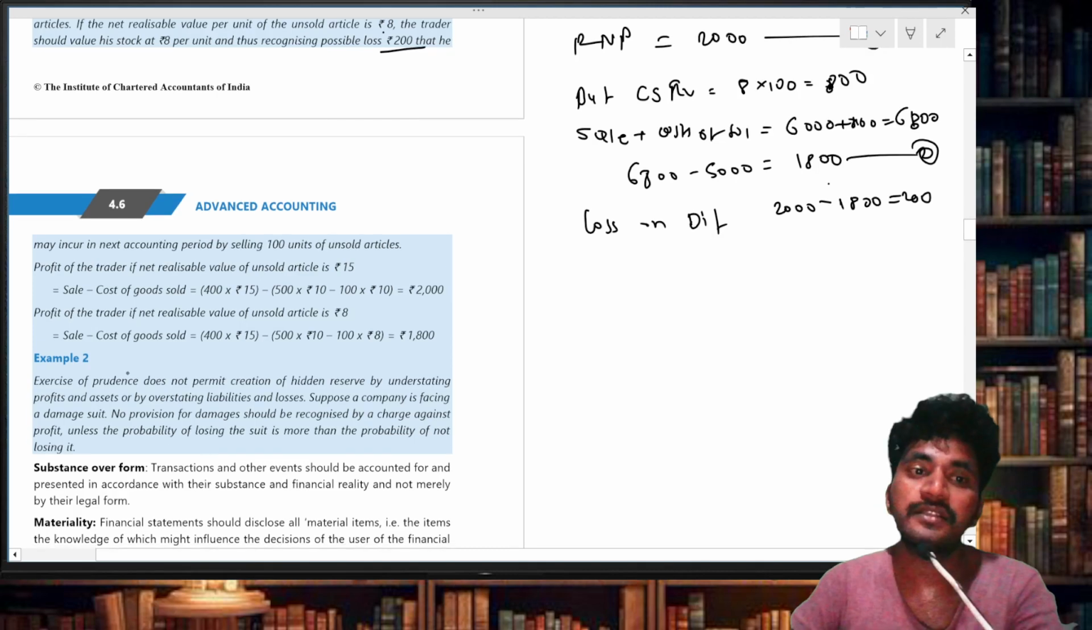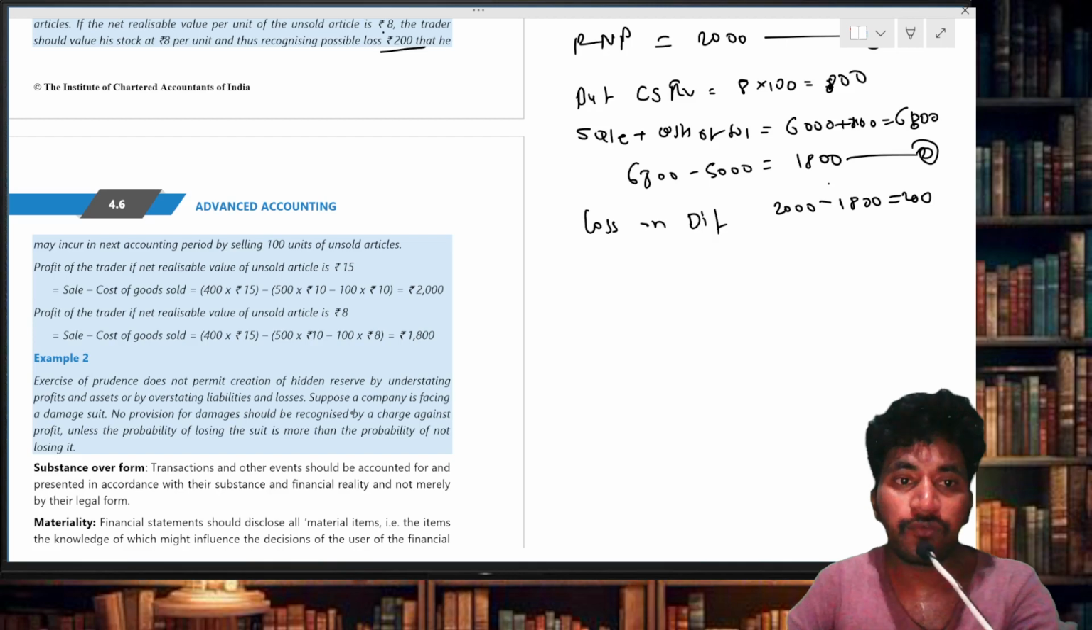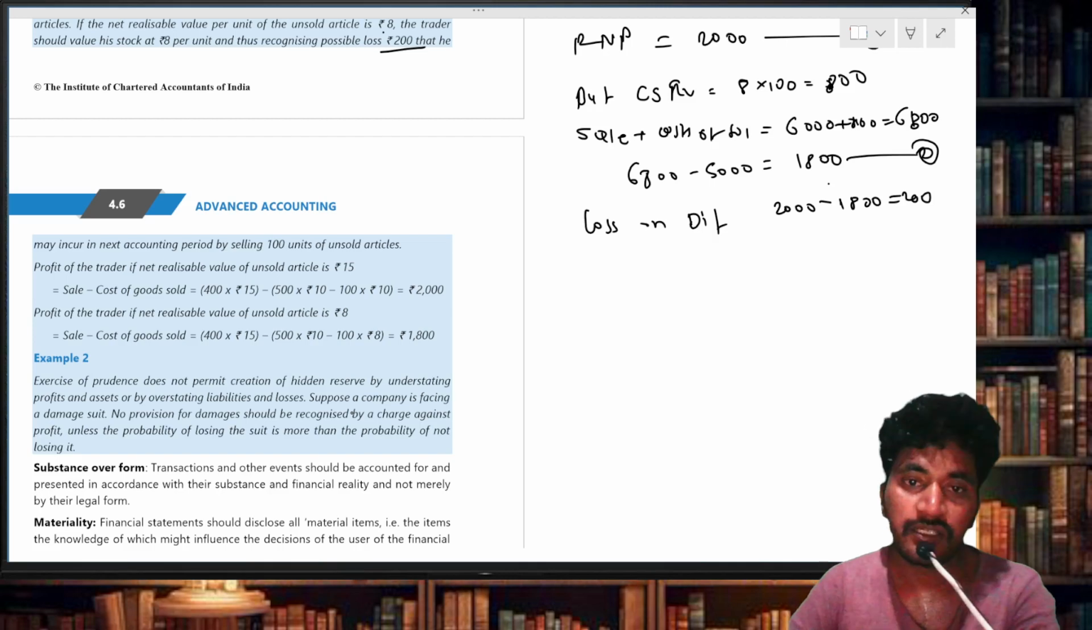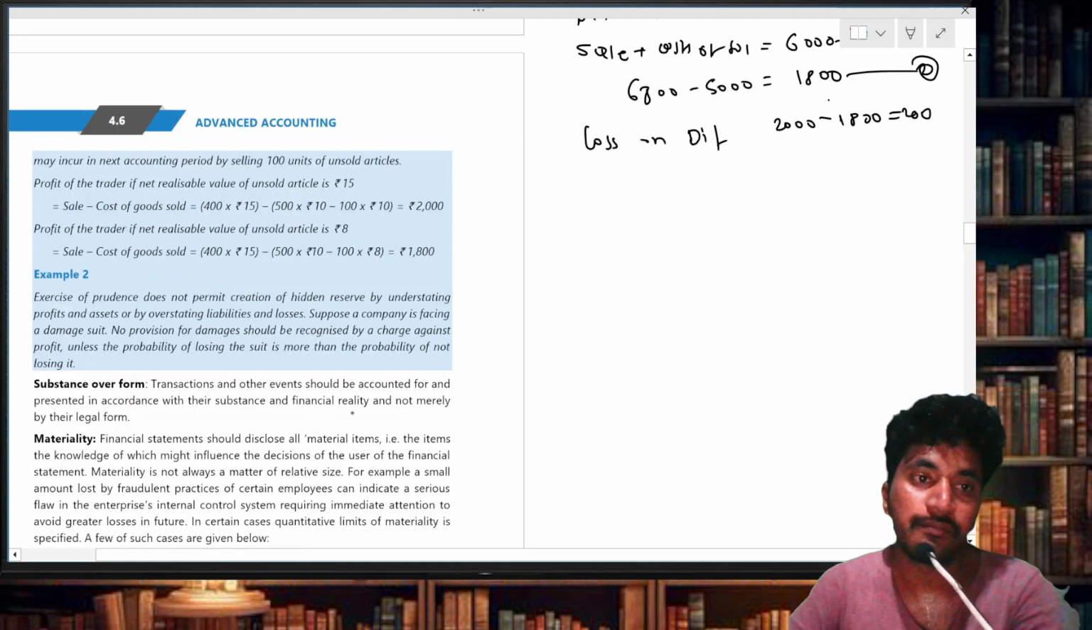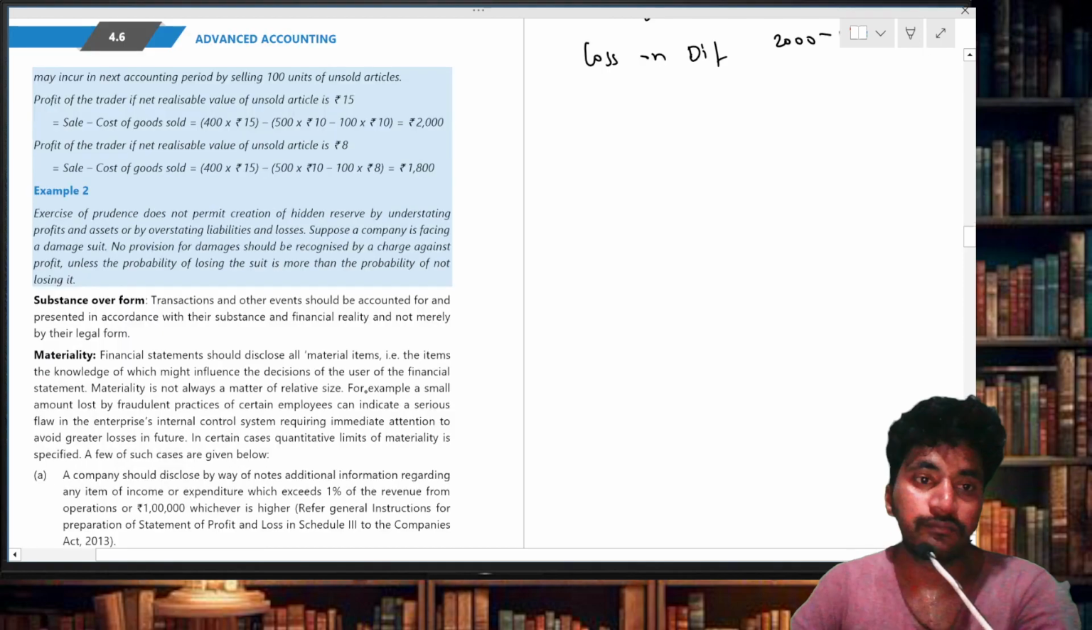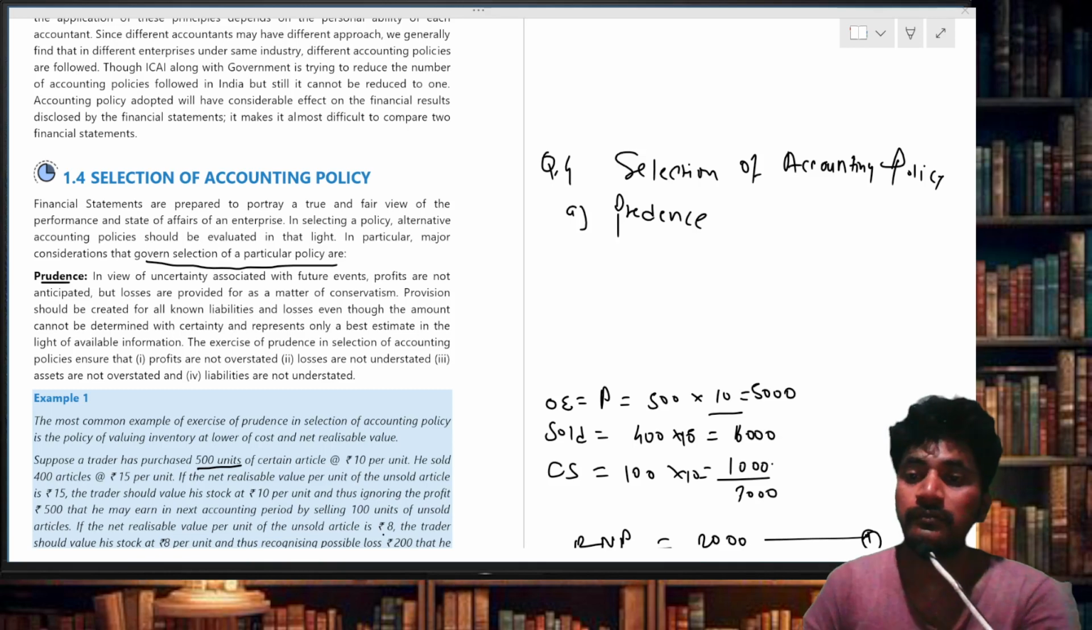Second example, prudence does not permit creating hidden reserves, understating profits and assets, or overstating liabilities and losses. Suppose a company is facing a damage suit. No provision for damages should be recognized as a charge against profit unless the probability of losing the suit is more than the probability of not losing it. प्रूडेंस हो गया.